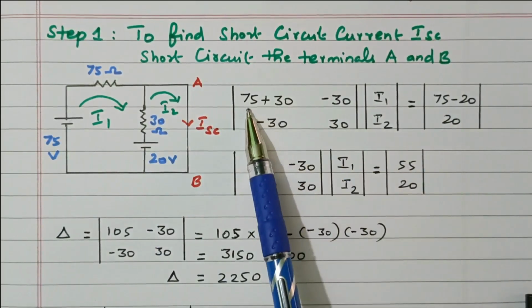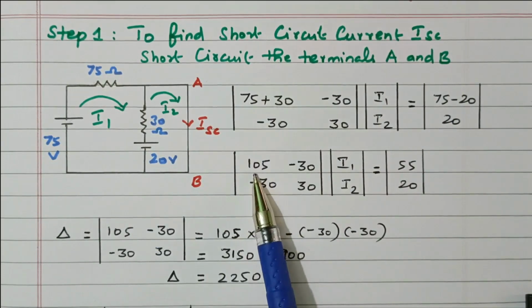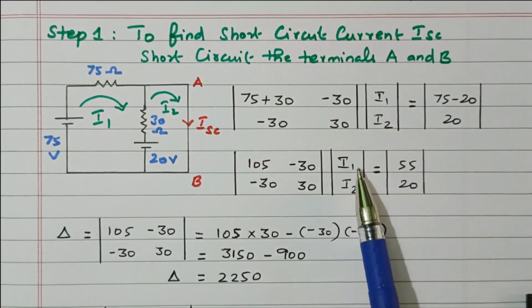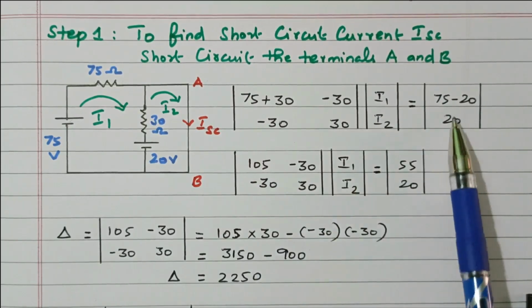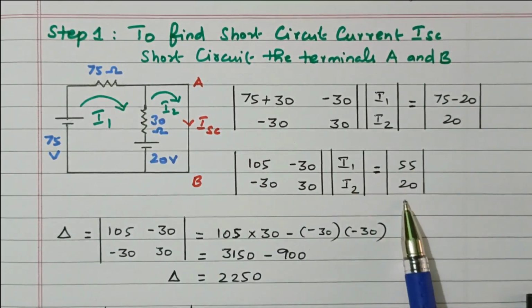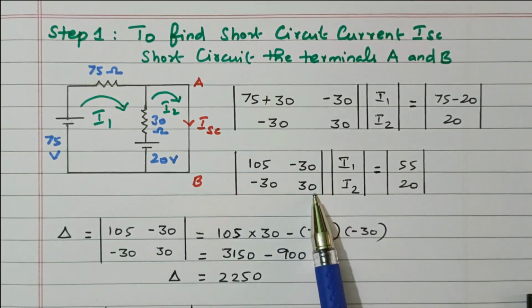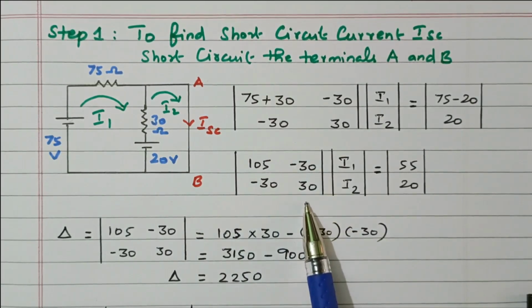Right? So after simplification, 75 plus 30 is 105, minus 30, minus 30, 30, I1, I2, 75 minus 20, 55, then 20. Right? So this is the form. Now we need to find the delta value. This is nothing but delta. Right? KVL method separate videos are available.